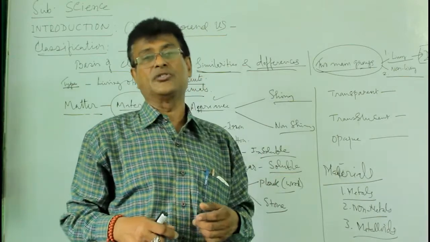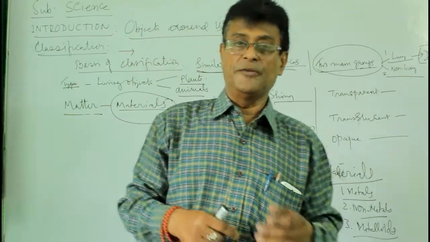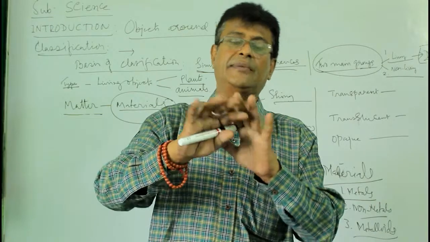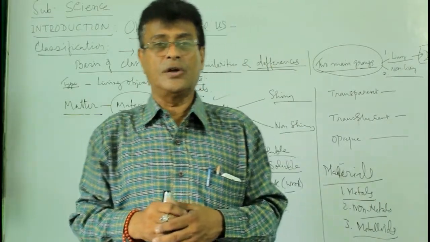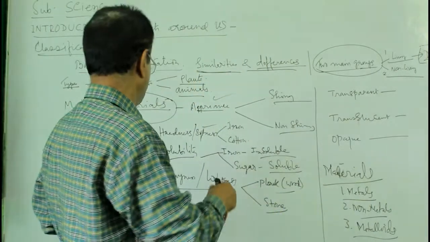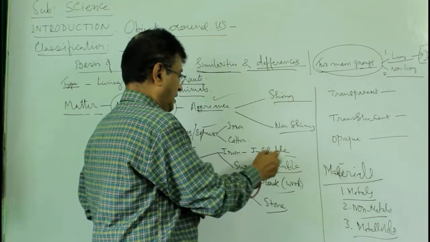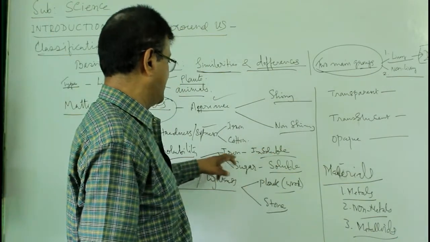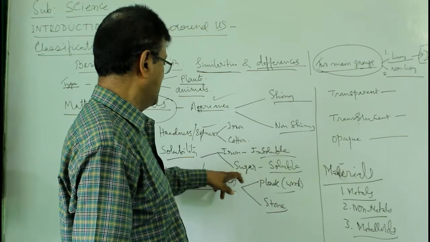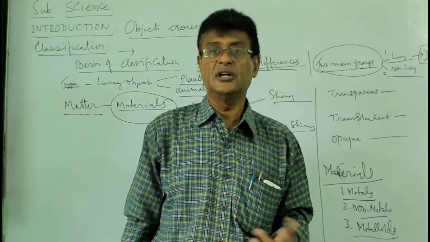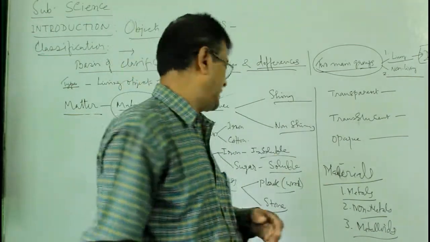Some liquids are also there like alcohol. If you put alcohol in water, it will be thoroughly soluble in it. Alright, so this is how it happens. So solubility is there: iron is an insoluble object, and sugar is a soluble object. Alcohol is a soluble liquid, like that.